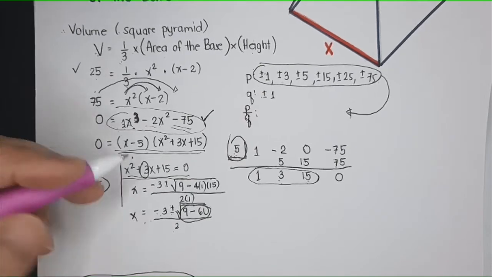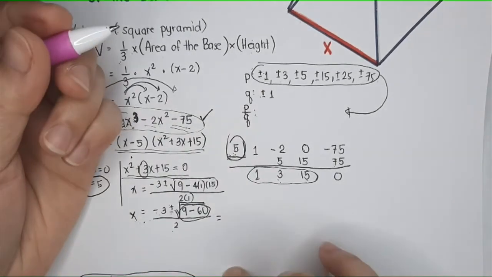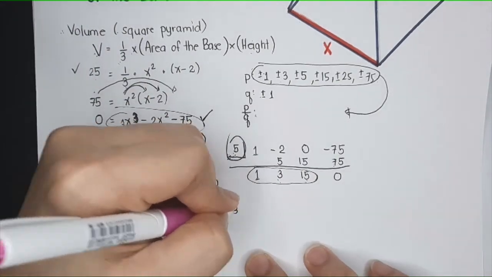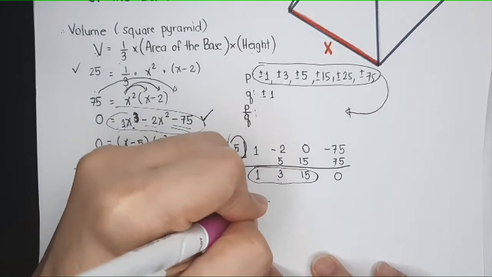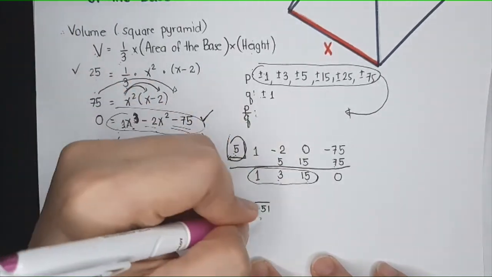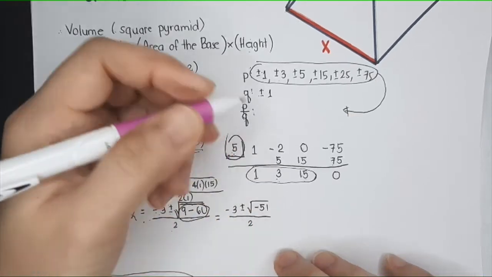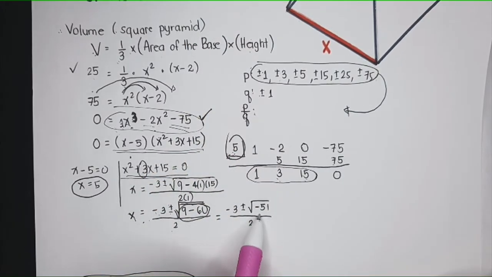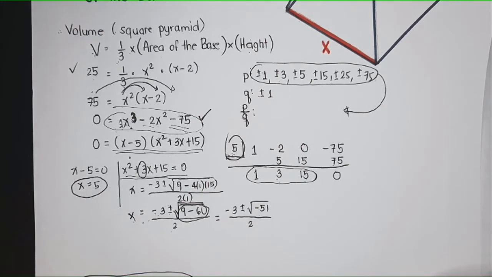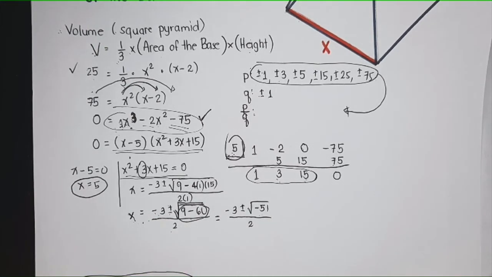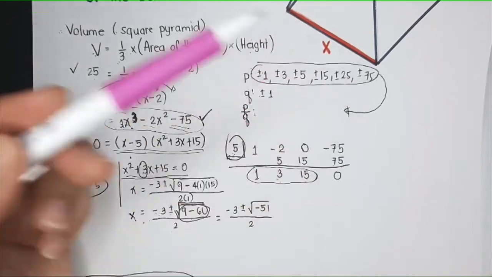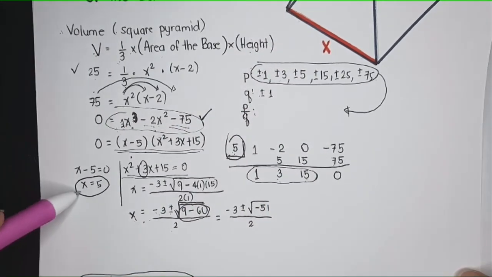O sige, simplify natin dito para kompleto yung solution natin. Okay? So, let's have negative 3 plus minus, ano ito? Negative 51. Okay? Over 2. So, ito yung sinasabi ko sa inyo. Square root of negative 51. It's imaginary. Okay? Hindi siya real number. So, that's why, hindi possible na ito yung maging measure ng ating edge ng base at saka nung height. So, that's why, ito talaga.